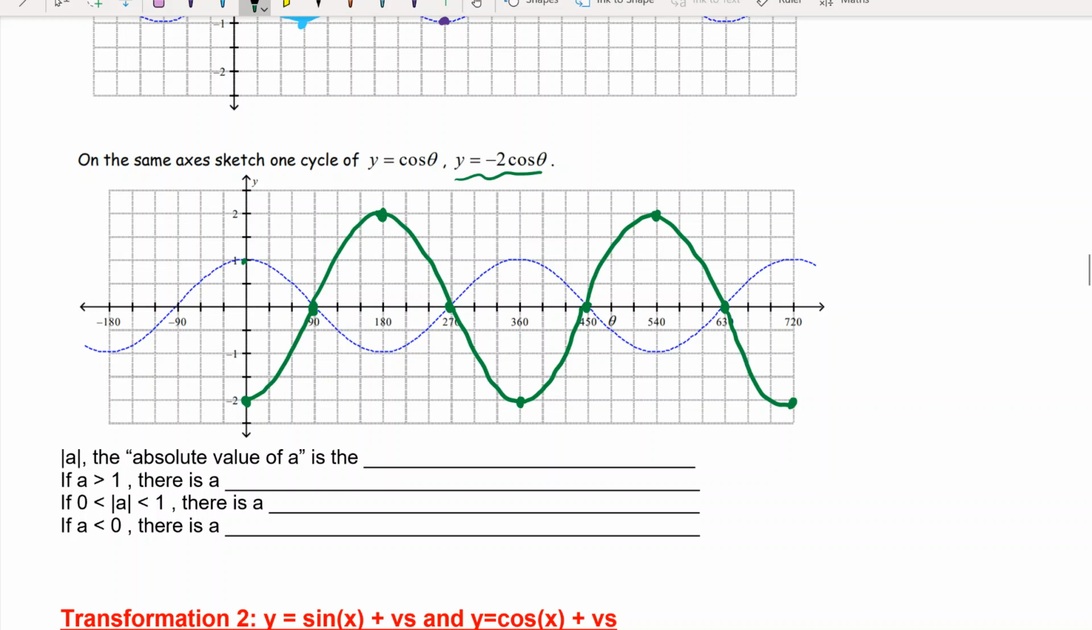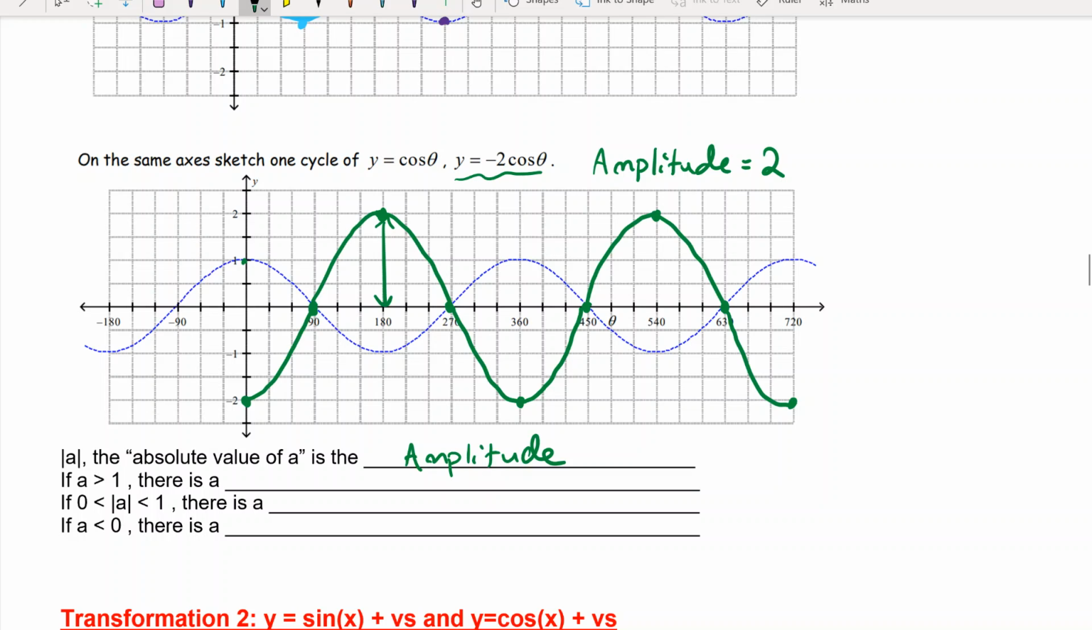Right? Okay, so let's review. The absolute value of A, so that means the positive or the negative of A, is called our amplitude, right? So here we can see that even though there's a -2 in front of our function, our amplitude is still going to be +2. So whenever we're asked about the amplitude, we always take the positive value of that number. So the absolute value of the number in front of our function is the amplitude.